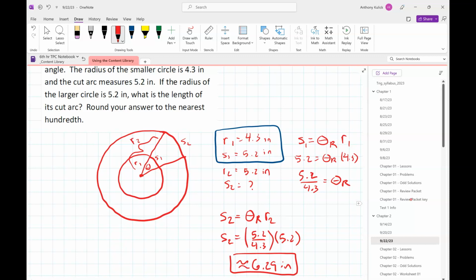Does that feel okay, Joey? So again, if you didn't know how to draw the picture, it's kind of hopeless, right? Got to have that picture. The key relationship was observing that the theta is the same in each sector, whether it's the big circle or the little circle. So once we found theta in the little circle, we could use that same number in the big circle. And then it was pretty easy. Cool?